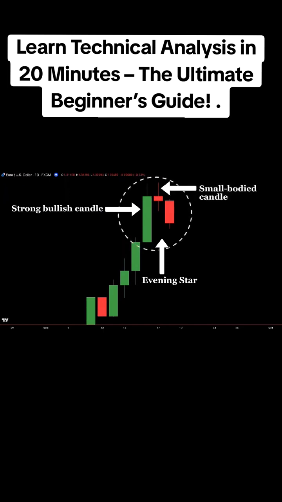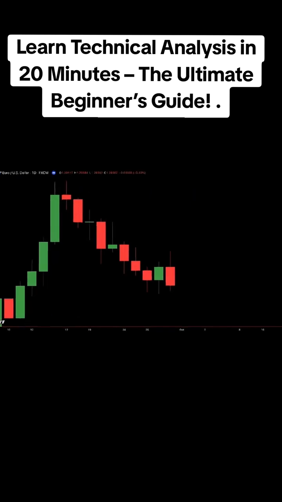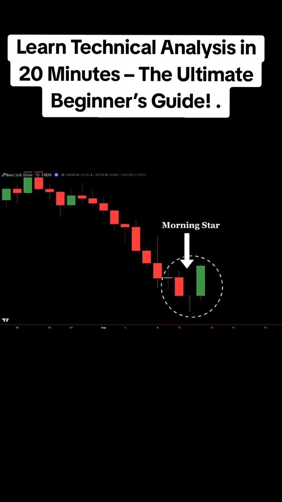The second candle is a small-bodied candle, which can be a doji or a small bullish or bearish candle, indicating that momentum is slowing down and indecision is creeping in. The third candle is a strong bearish candle that closes deep into the body of the first candle, confirming that sellers have taken over.